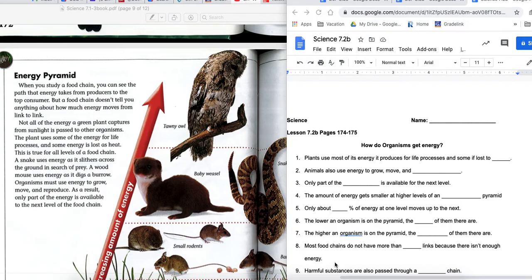Happy Thursday. We're going to continue talking about how we get our energy. We'll do a quick review from yesterday.